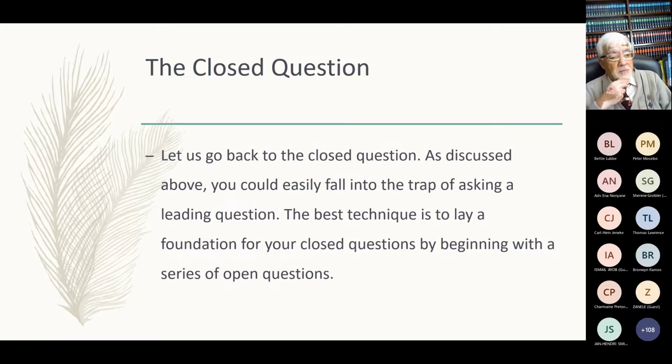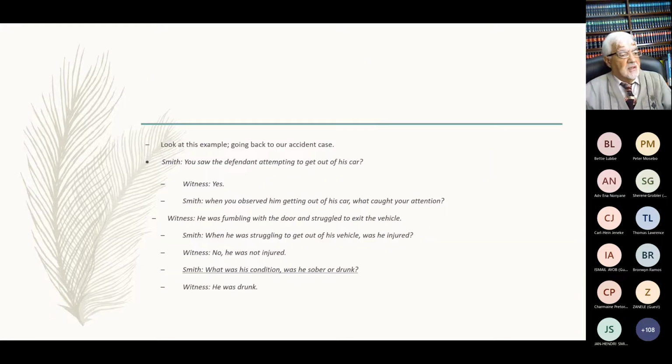Go back to the closed question. You can easily fall into the trap of asking a leading question. The best technique is to lay a foundation for your questions by beginning with a series of open questions. Okay, so here's an example. Smith, the lawyer, says, you saw the defendant attempting to get out of his car. Yes. When you observed him getting out of the car, what caught your attention? Do you see? That question is based on the answer to the previous question. The witness says, he was fumbling with the door and struggled to exit the vehicle.